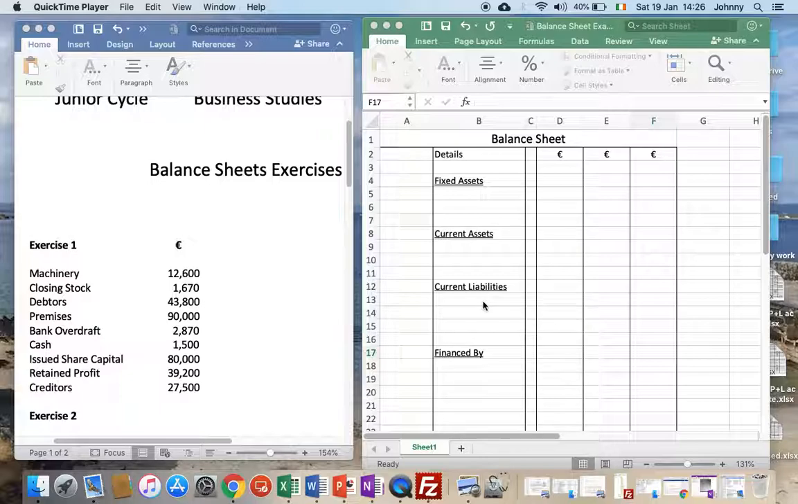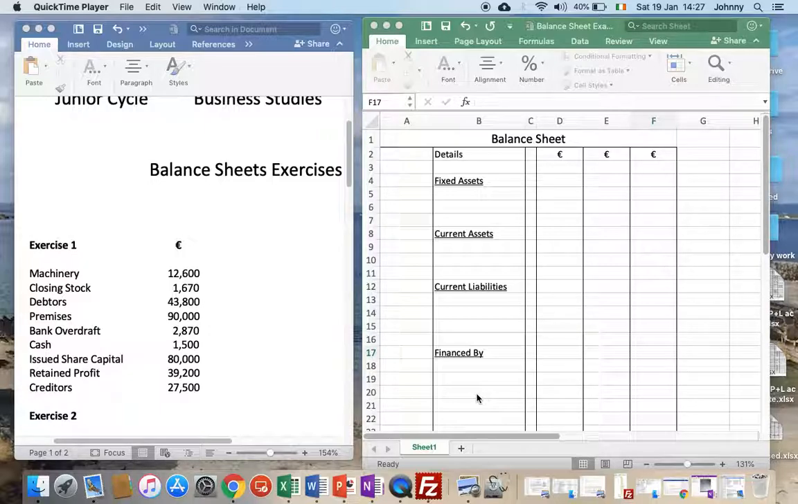Current liabilities is money we owe at the moment. When we buy goods, most of the time businesses buy goods on credit, which means that we buy now, pay later. And those people we owe money to are called creditors. We might have other things like electricity bills that we haven't paid yet that we owe. They're all current liabilities.